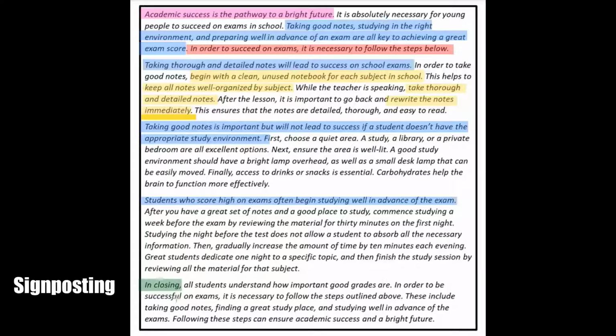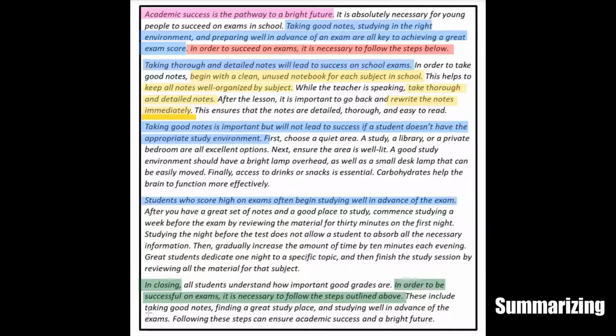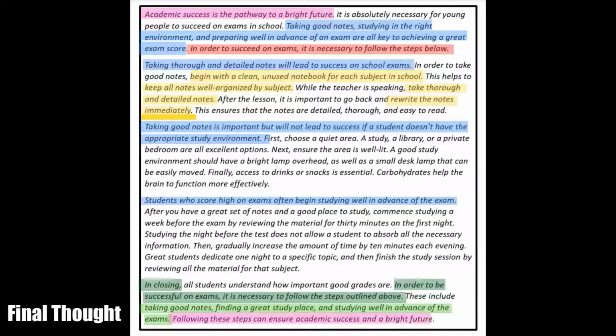As we go now to the conclusion, we can see that the author indicates the end of the essay. They're signposting by saying "in closing." They're also restating the thesis statement: "In order to be successful on exams, it's necessary to follow the steps outlined above." They're also summarizing the main points: taking good notes, finding a great place to study, and studying well in advance for the exams. And finally, the author leaves us with a concluding thought: "Following these steps can ensure academic success and a bright future."